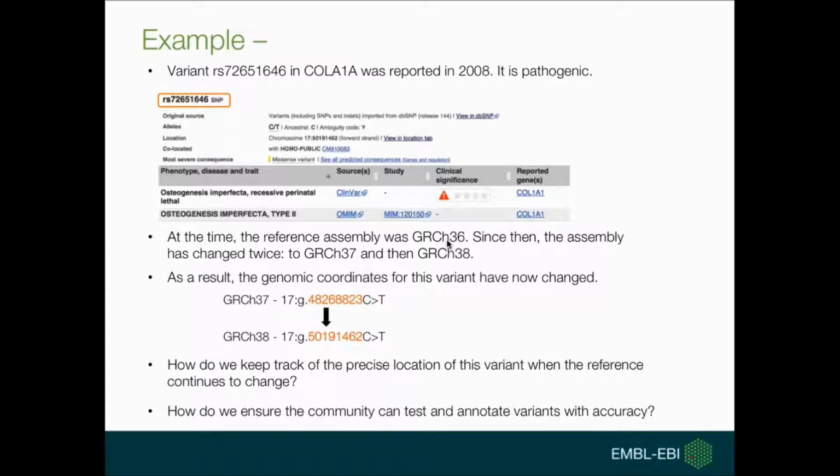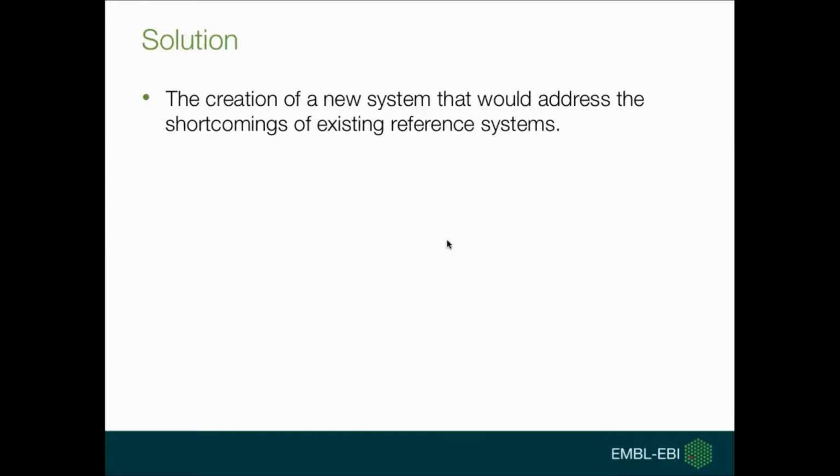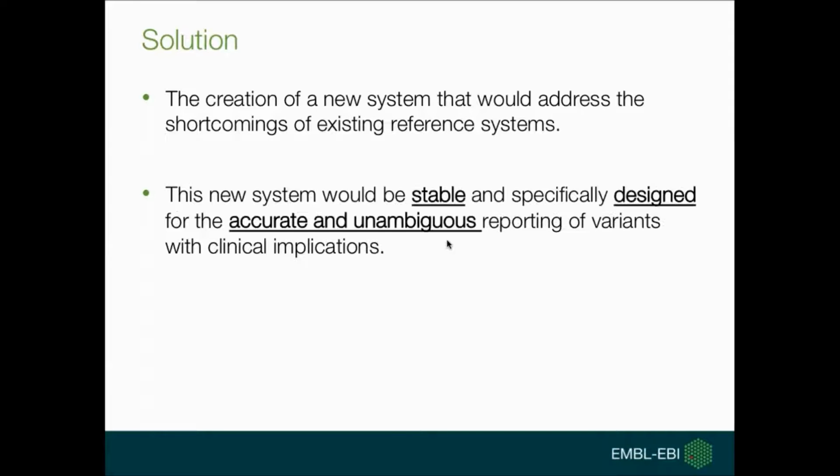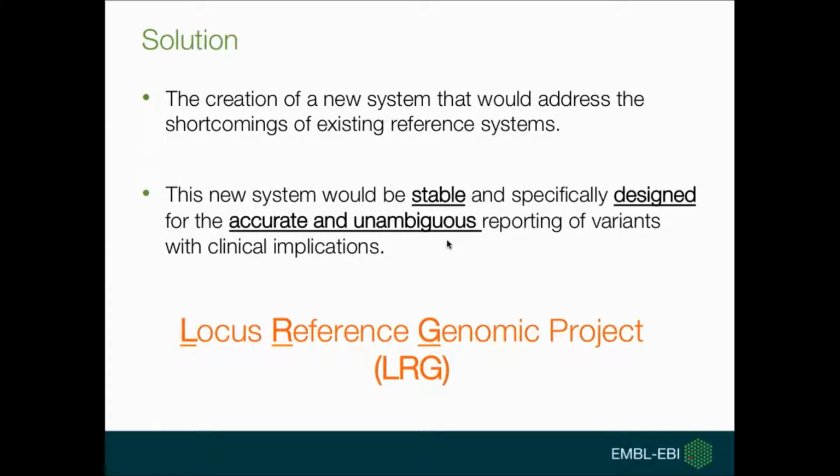And more importantly, how do we ensure that the community can test and annotate variants with accuracy? This is the particular problem that the group of stakeholders was trying to resolve. And they came up with a solution. They felt that what was needed was the creation of a new system that would address the shortcomings of existing reference systems. This new system, most importantly, would be stable and would be specifically designed for the accurate and unambiguous reporting of variants and those with clinical implications. This new system was called the Locus Reference Genomic, or LRG, project.